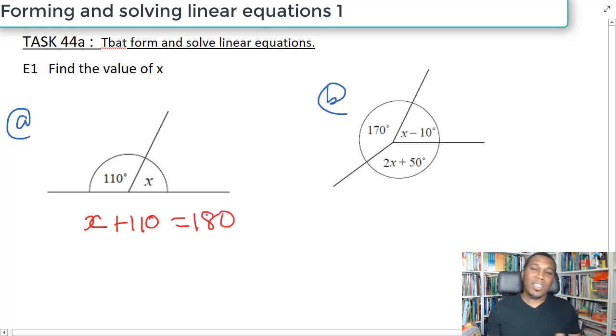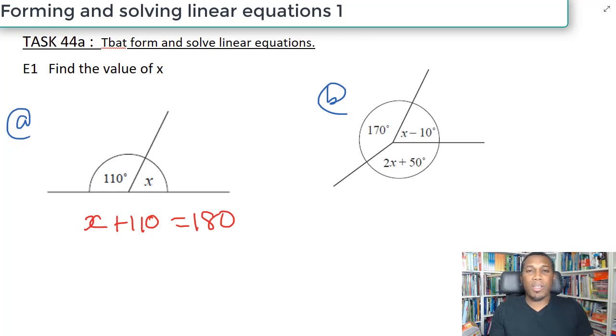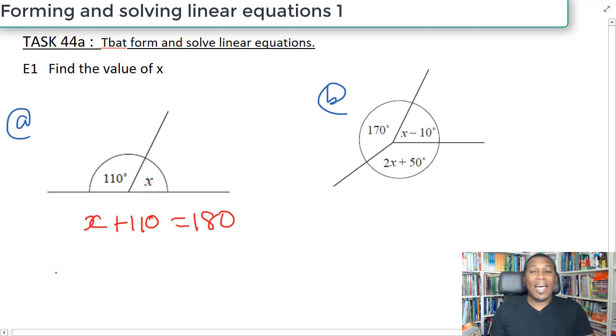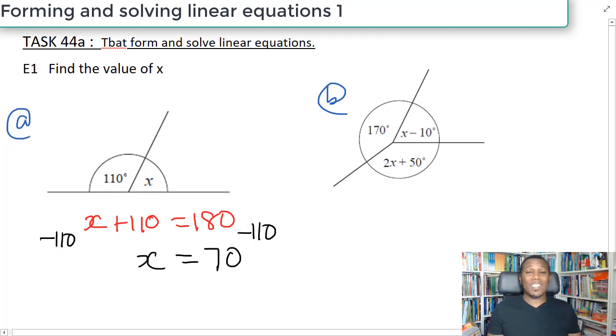Once we have our equation, then it's going back to what we were doing previously. And if you need to refresh your mind using, what is it, task 41, 42, that does put you in a good position. I'm going to use the idea of change side, change sign. Or actually, I can use the idea of balancing, in which case I'm taking away 110 from both sides. Or the 110 positive on the left, it becomes minus 110 on the right. 180 take away 110, well, that is 70, so x is going to be 70. The missing value, the unknown, it's 70 degrees.